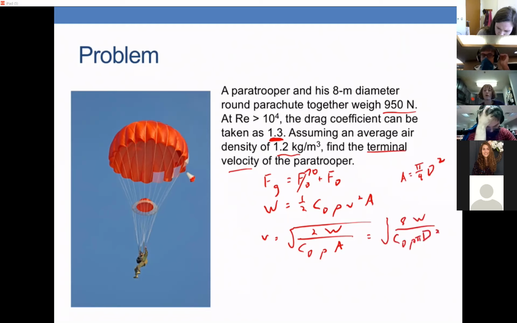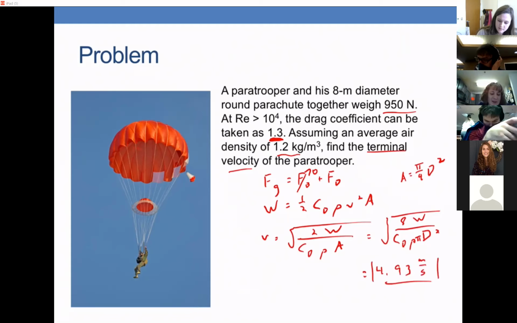Pi d squared, like that. Okay. And if you plug in numbers, I did this and I wrote down what you should get. I believe, if I didn't make some mistake in my plugging in, you should get 4.93 meters per second, which is about 11 miles per hour.